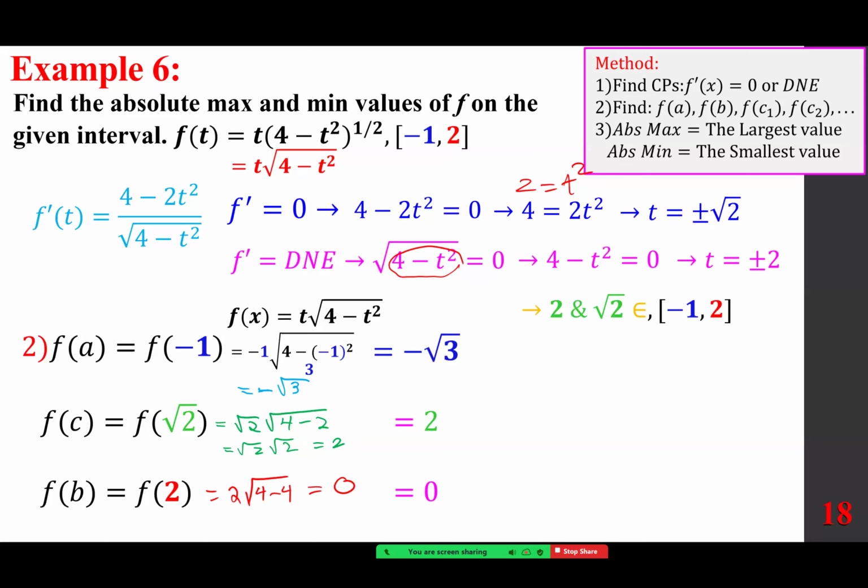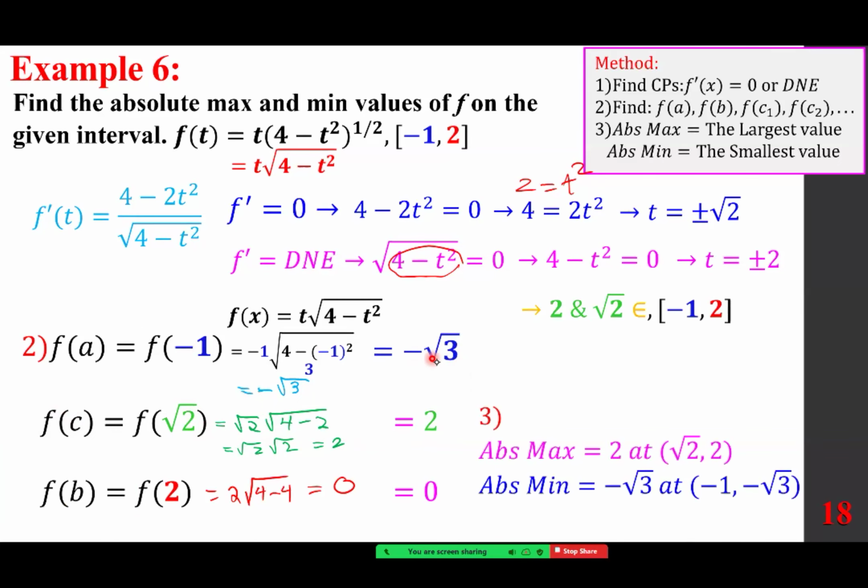And now we are going to answer this third part as follows. The largest value is 2. So absolute maximum is 2 at this pair, square root of 2 comma 2. The smallest value, the only negative number, is minus square root of 3. So the absolute minimum is minus square root of 3 at this pair. So the writing goes like this. Absolute max equals 2 at square root of 2 comma 2. Absolute min is minus square root of 3 at -1 comma minus square root of 3.